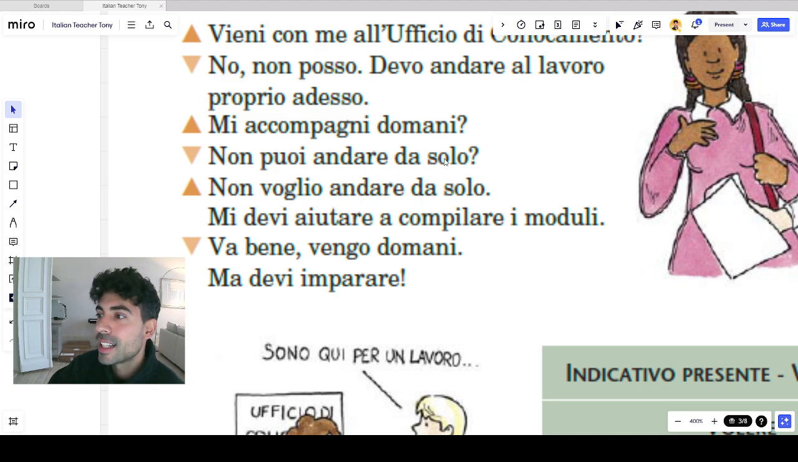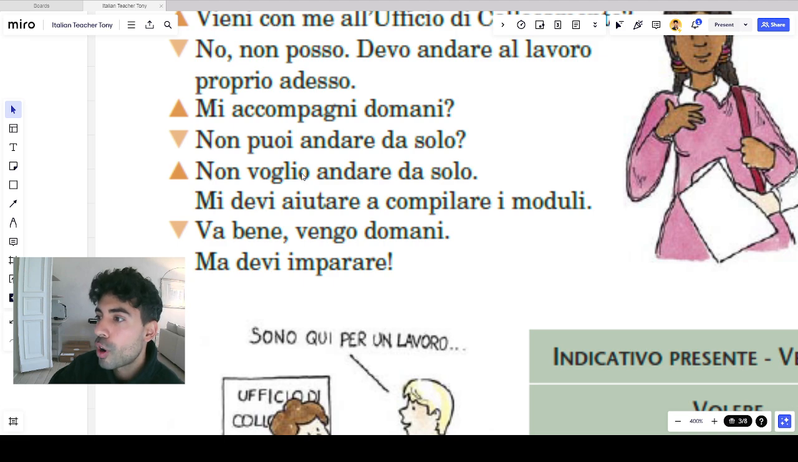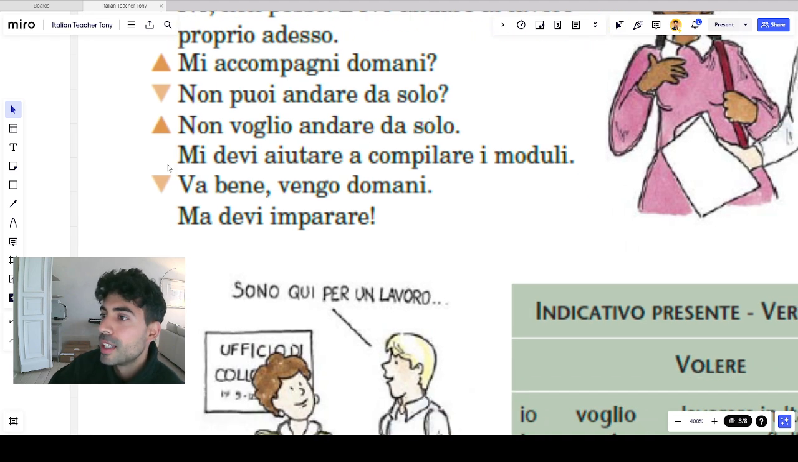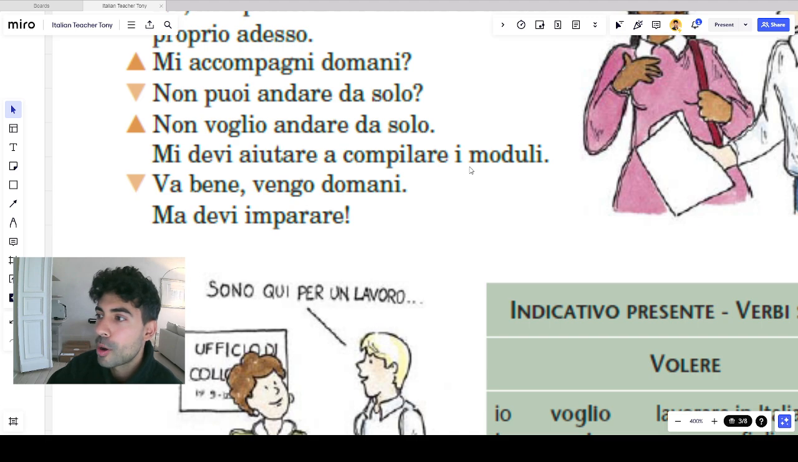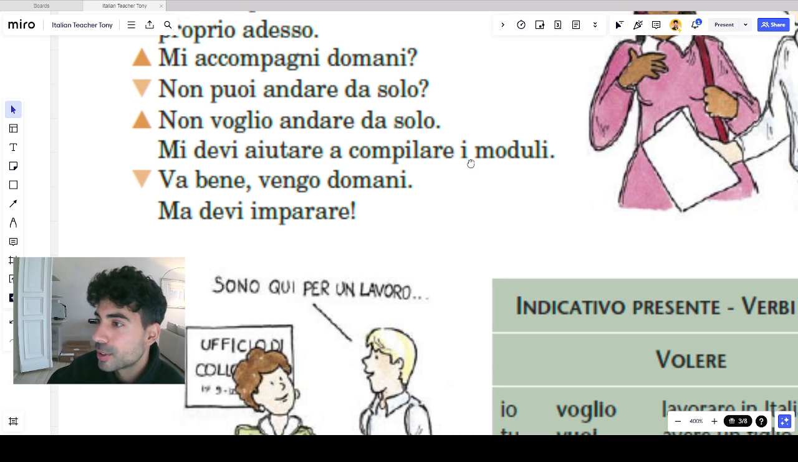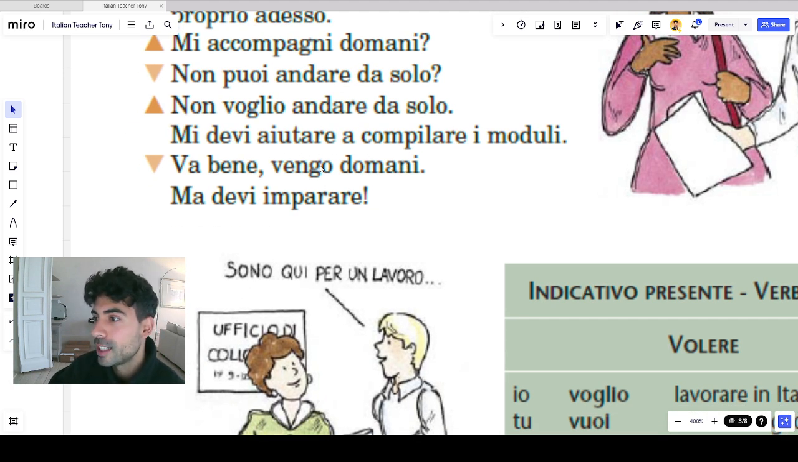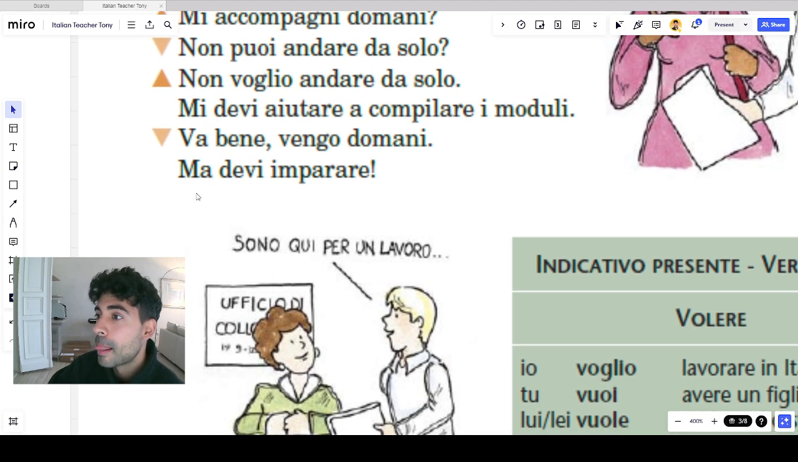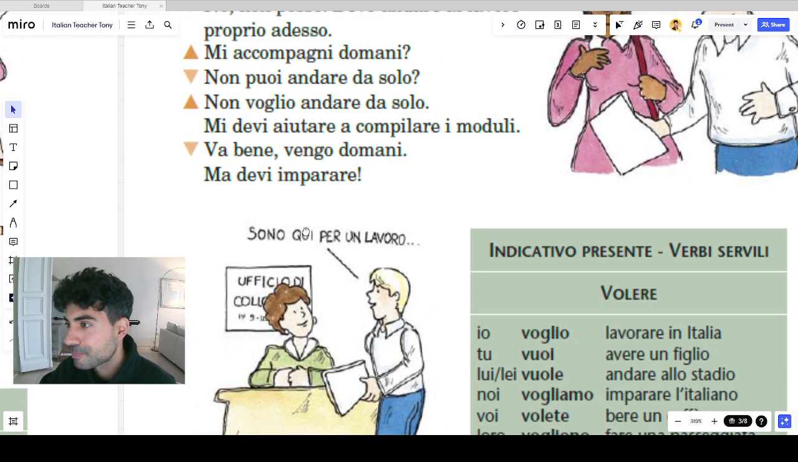Non puoi andare da solo. Can't you go? Non puoi, negative. Can't you go alone? Non voglio andare da solo. I do not want to go alone. Mi devi aiutare a compilare i moduli. You must help me to file the modules, to sign all the modules, to fill all the modules. Va bene, vengo domani. Ok, I come tomorrow. Ma devi imparare, but you must learn, but you have to learn.